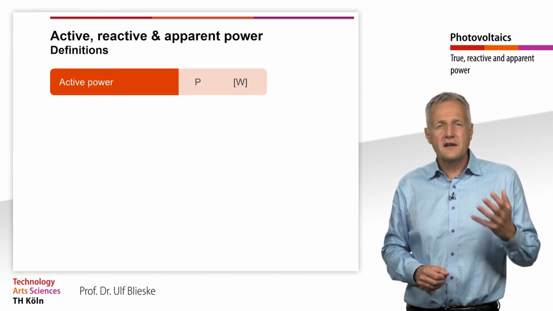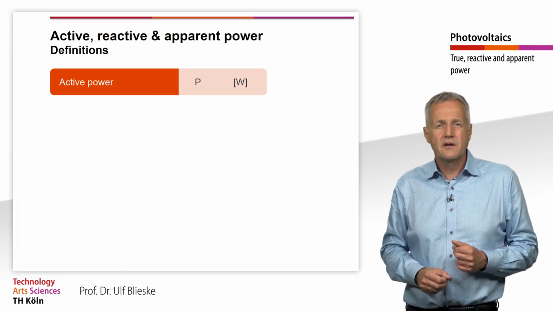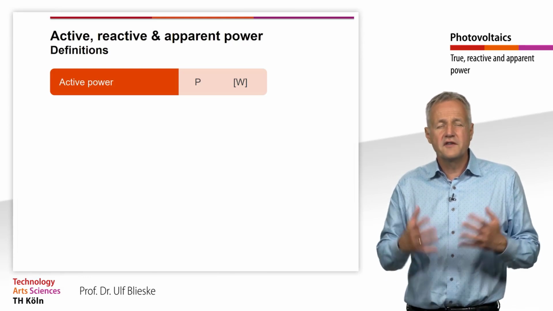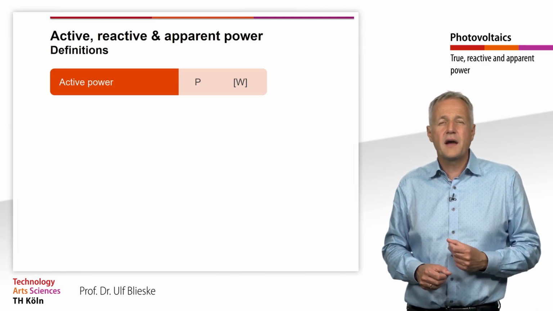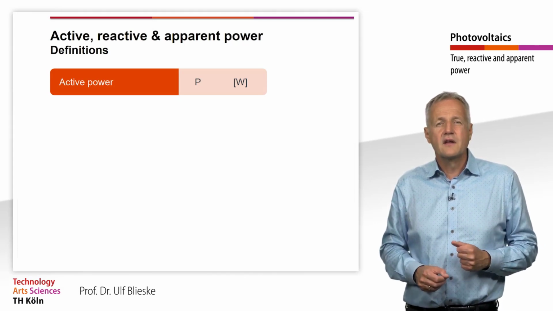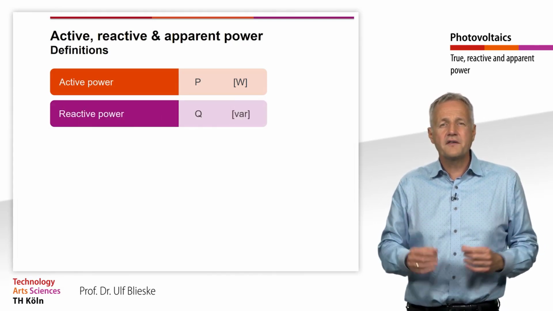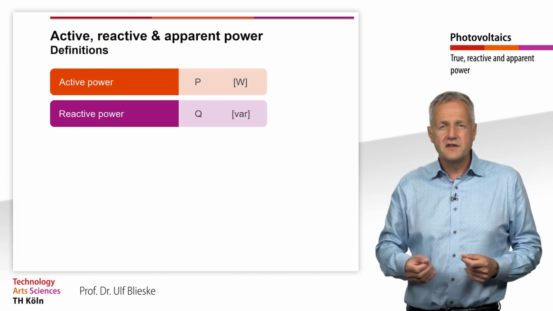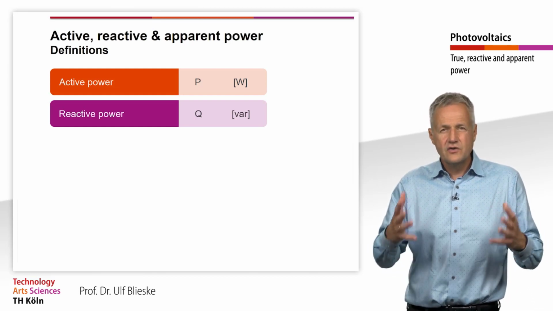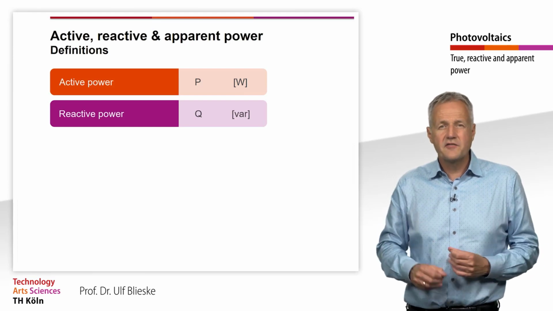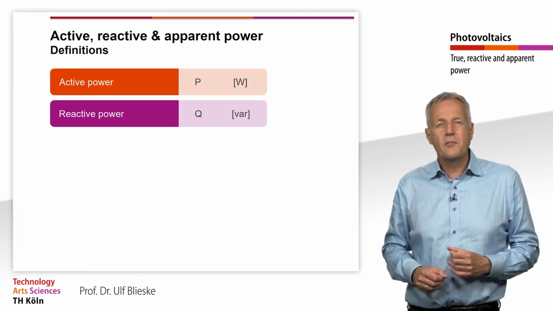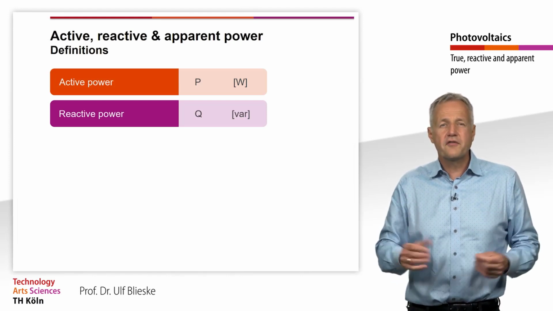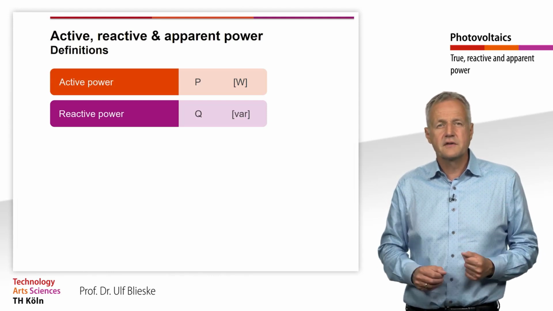Let's summarize the terms again here. We have learned about active power. This is the power that can actually be consumed by an electrical load. In physics, it is denoted by P and expressed in watts. The reactive power, on the other hand, is a power that is not consumed, but is used to build up electromagnetic fields. It is denoted by the letter Q, and to distinguish it from active power, it is not expressed in watts, but in var, VAR. The designation VAR comes from the French words volt, ampere, reactive.